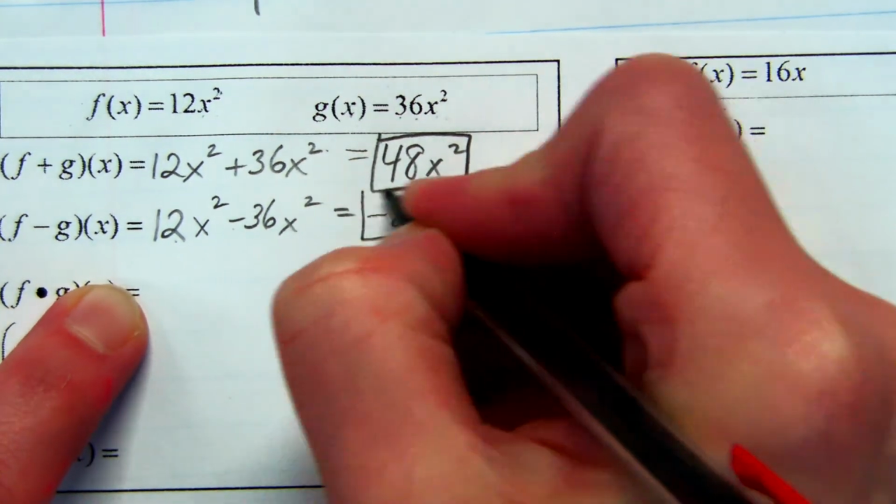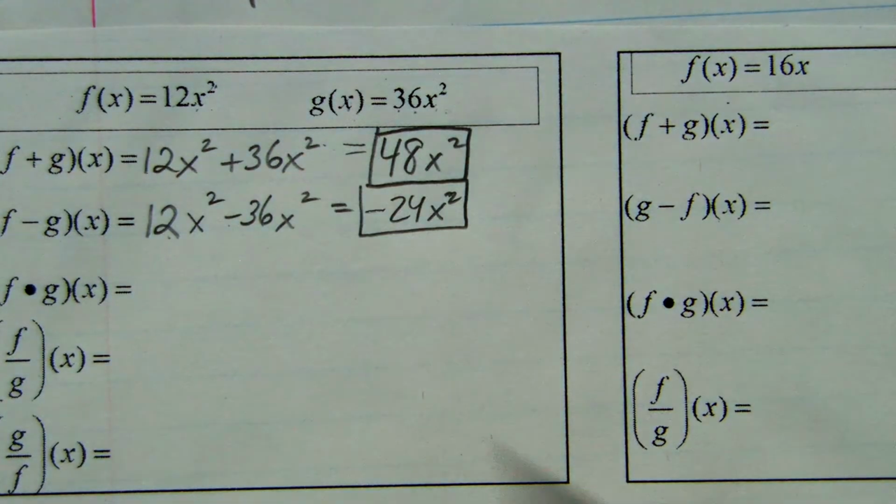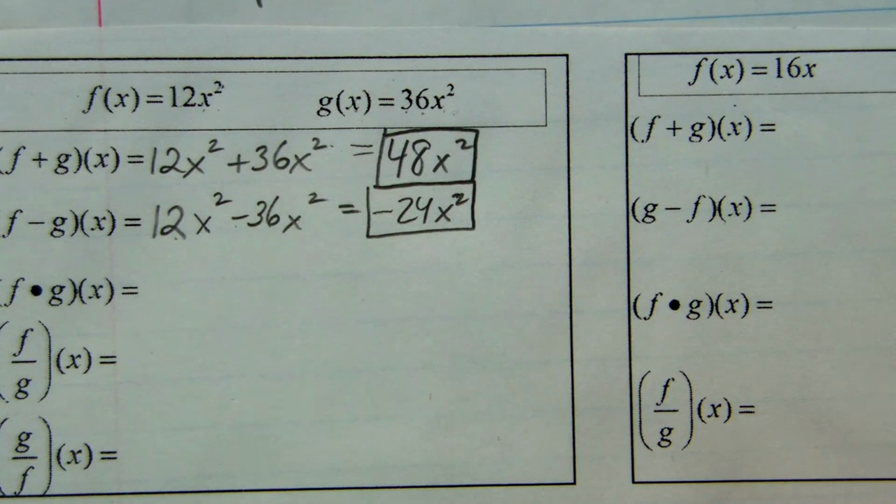So if these would have had different powers on x, you would have left them separate and just boxed it. But since they have the same variable, same power, they're like terms, we can put them together.